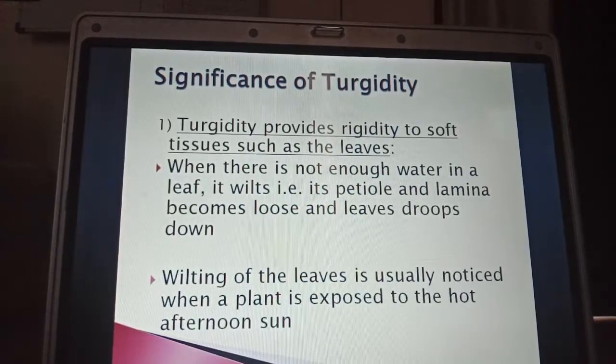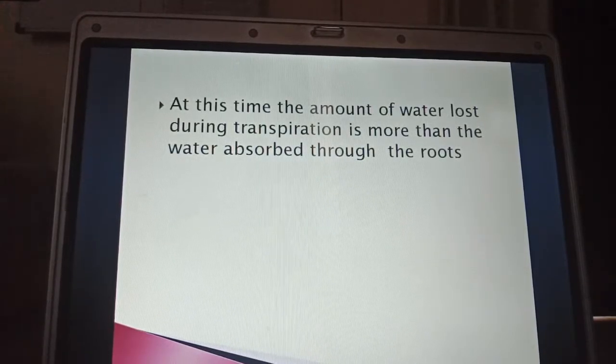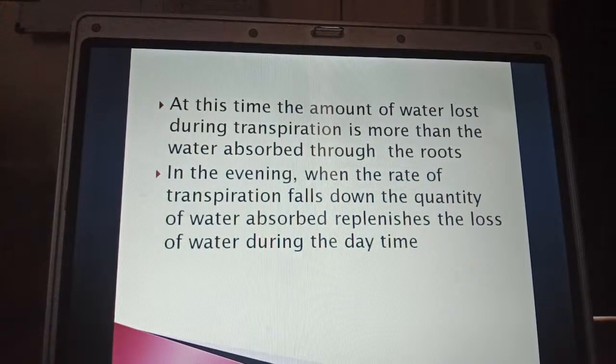Wilting of leaves is usually noticed when a plant is exposed to hot afternoon sun. At this time, the amount of water lost during transpiration is more than the water absorbed through the roots. In the evening, when the rate of transpiration falls down, the quantity of water absorbed replenishes the loss of water during the daytime.